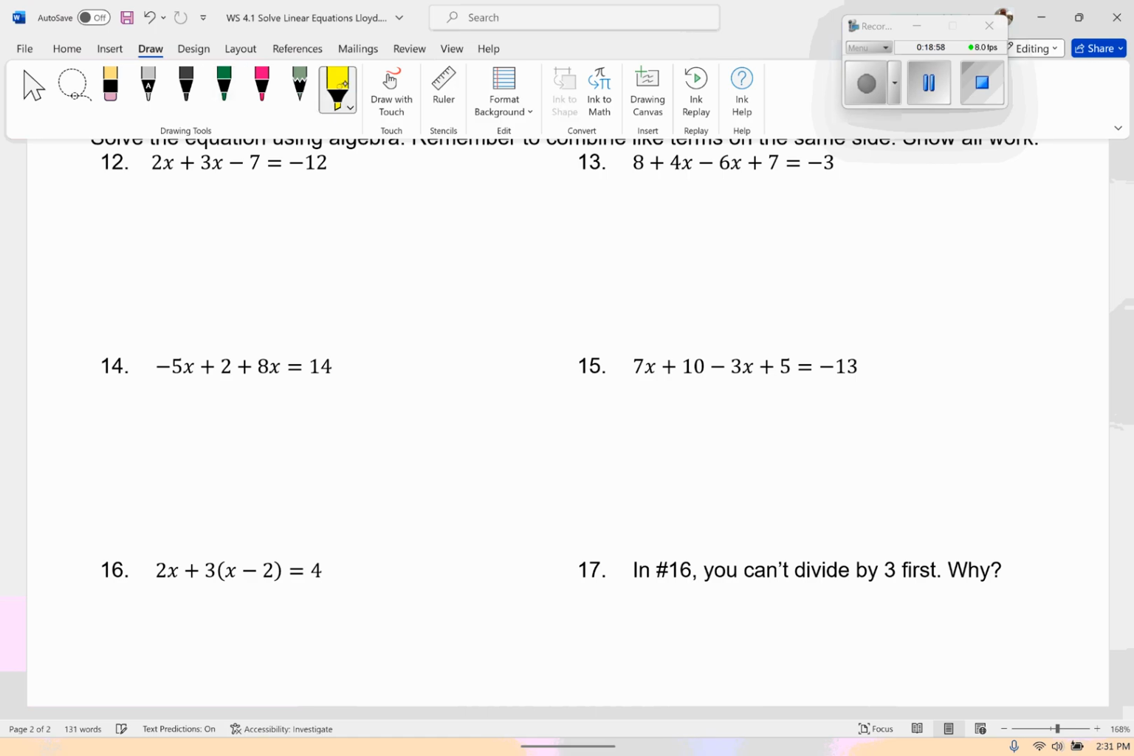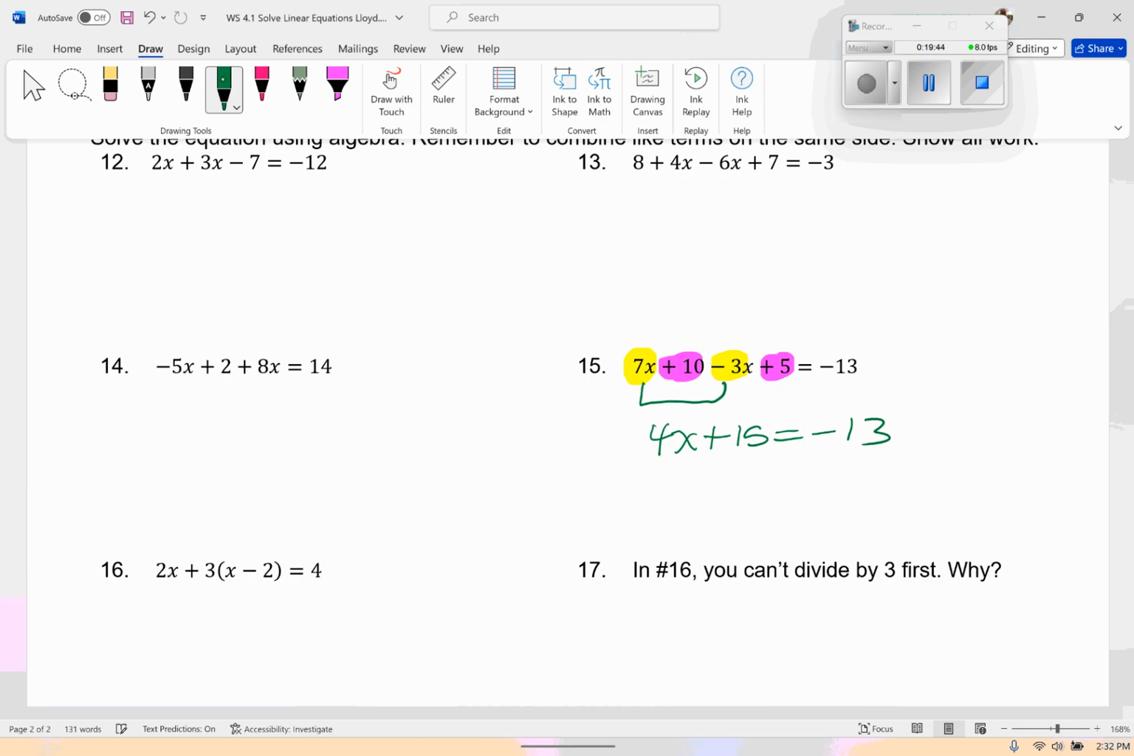All right, so let's take a look at number 15. The 2 colors that I'm going to pick are these. All right, so I have yellow and pink. Do you agree that yellow and pink highlighter are both on the left side of the equal sign? Does that make sense? Well, 7x minus 3x is what? 7 minus 3? 4, so I get 4x. 10 added to 5 is? Can you solve that now?